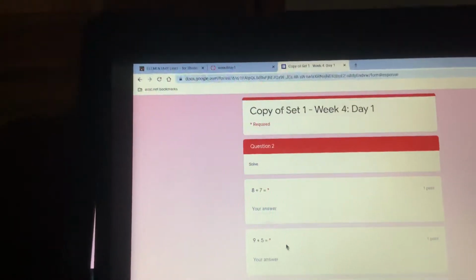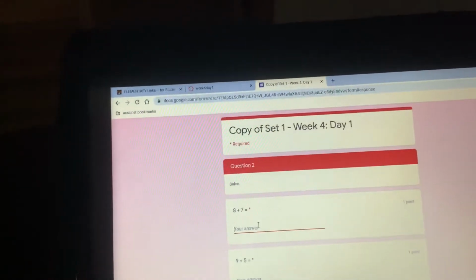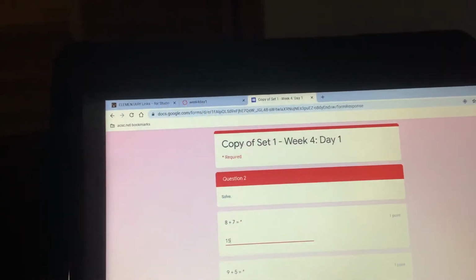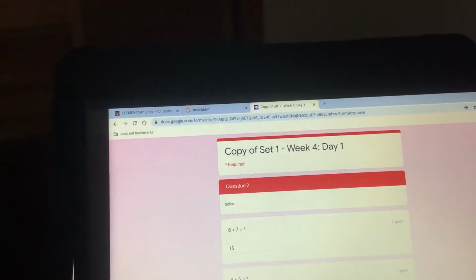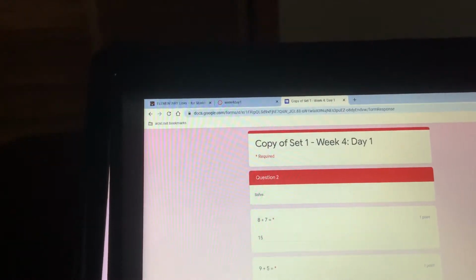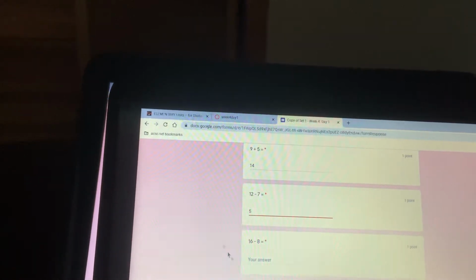The next group of questions is just addition, subtraction, facts. 8 plus 7. We're practicing our basic facts this week on our morning work. 9 plus 5. Now I encourage you, if you don't know the answers, to work them out on another piece of paper. 12 minus 7. And I have to scroll down some. If you don't see the next button, scroll down. 16 minus 8.